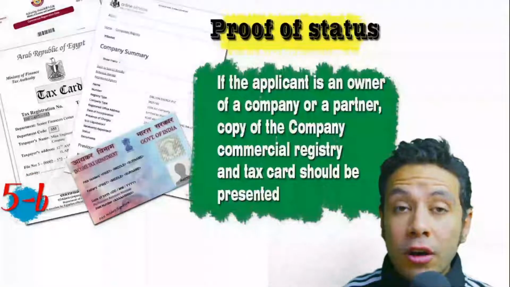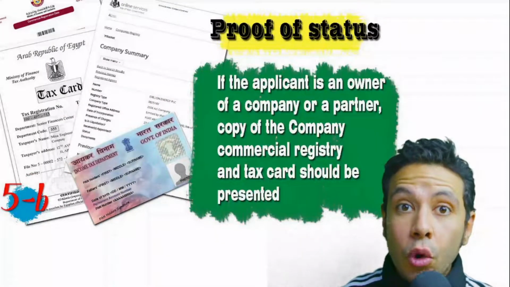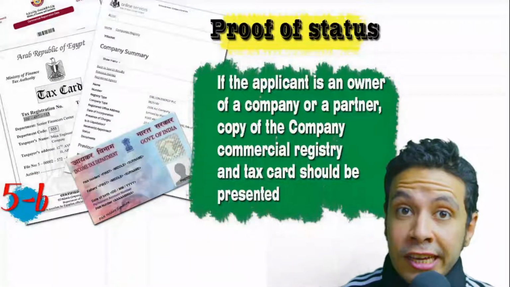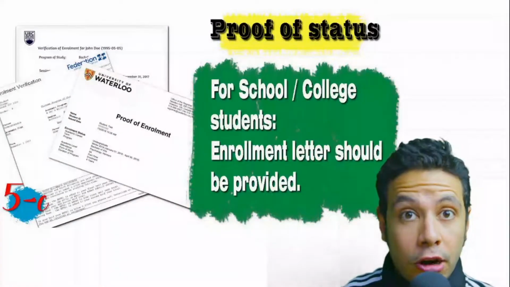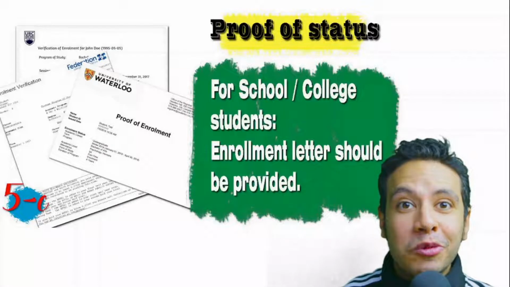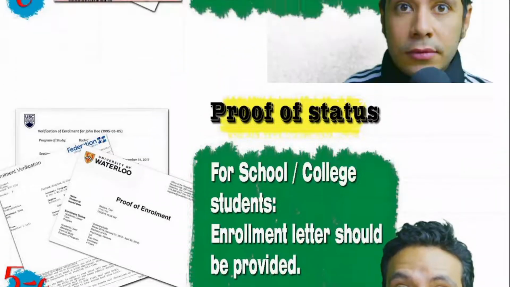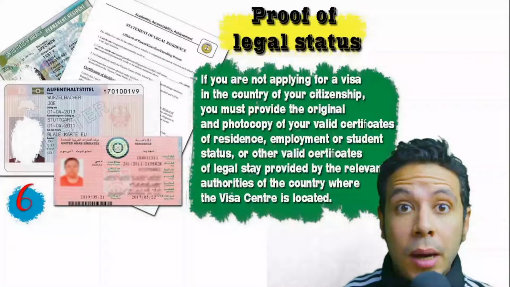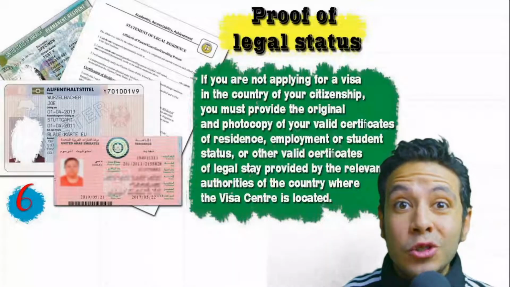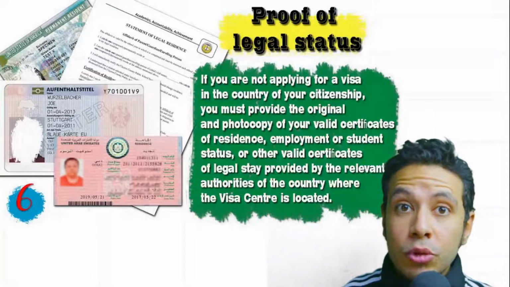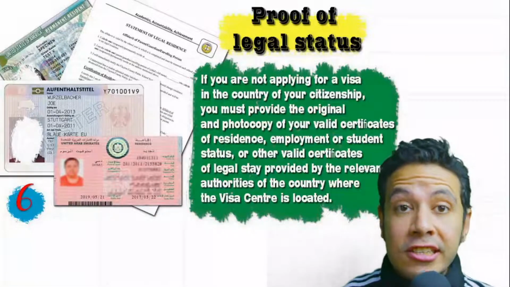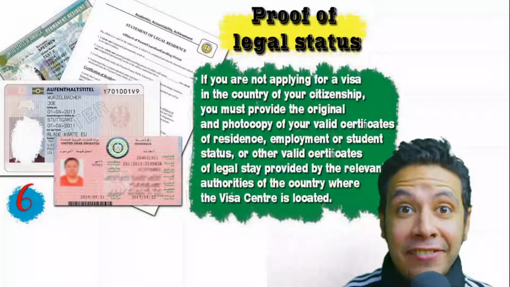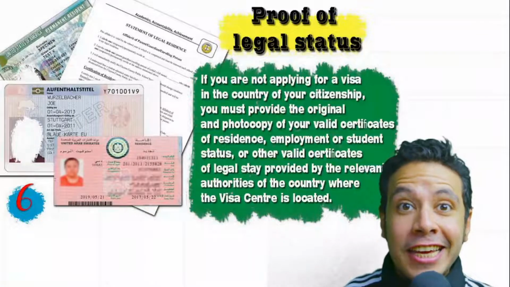But in case you are the owner of the company or you run your own business, then your commercial registry and your tax card must be presented. But if you are a student in a school or a college, an enrollment letter should be provided from your university or your school. In some cases, you might be applying from a country different than your own country. At that moment, you will need to provide a proof of legal status, which is a certificate of legal residence in this country. And in some cases, a valid residence visa for this country can also be accepted.